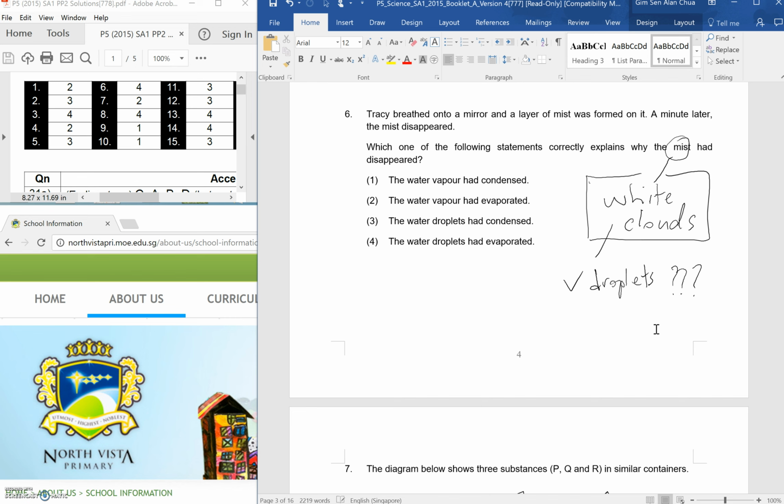So what caused water droplets to disappear? Evaporation must have taken place. So 1 and 3 is wrong. And we mentioned that mist are actually white clouds, which are actually water droplets. So 2 is wrong. We have number 4.